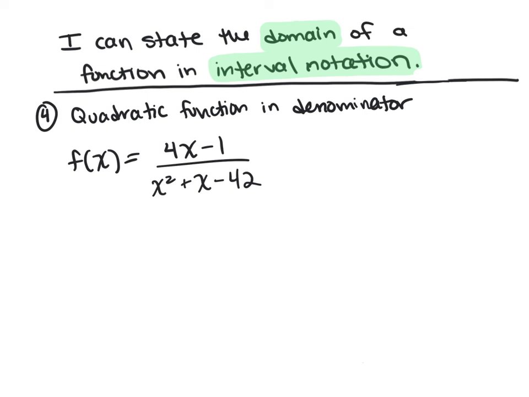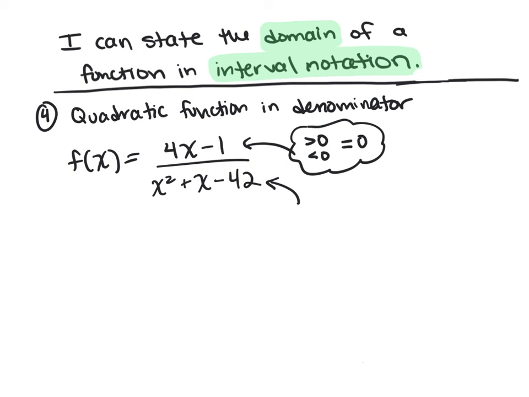Okay, so hopefully we've noticed by now there's no restriction on the numerator. This numerator could be positive. It could be negative. It can equal 0. So there are no restrictions on the numerator, but hopefully we'll recognize this denominator can't equal a few things.